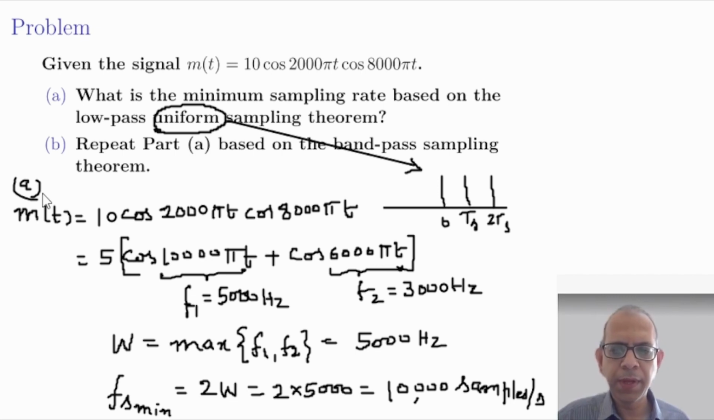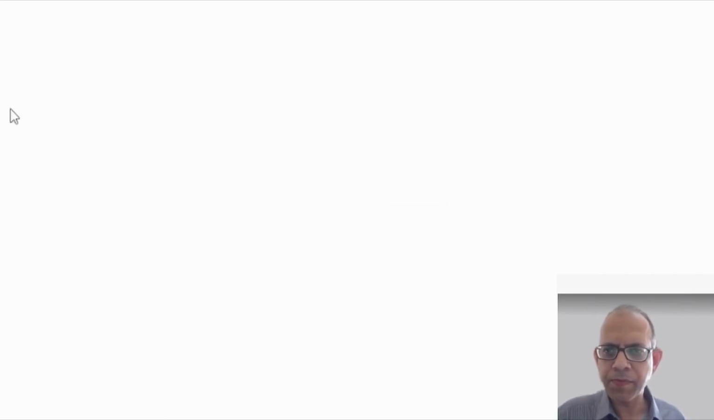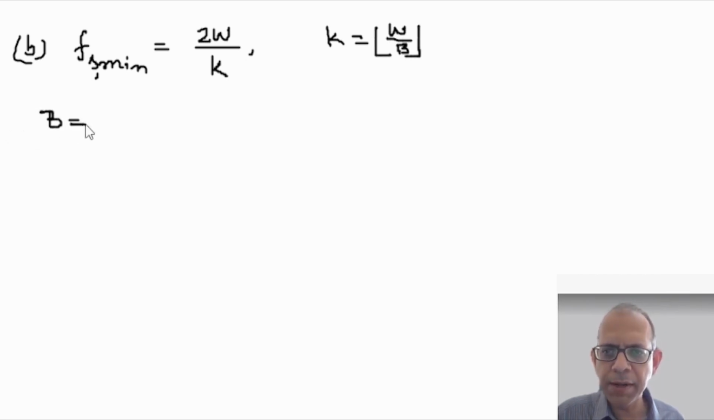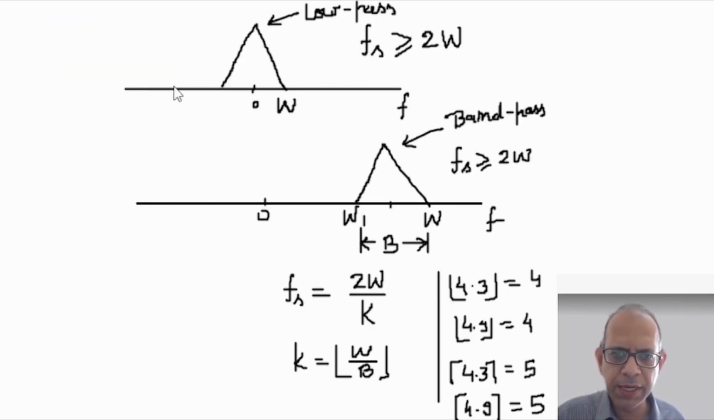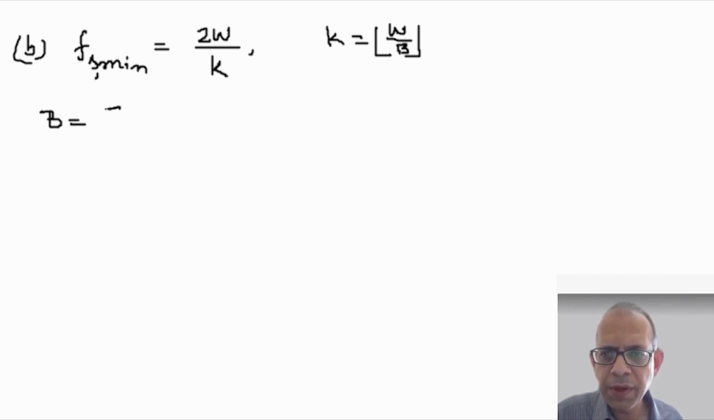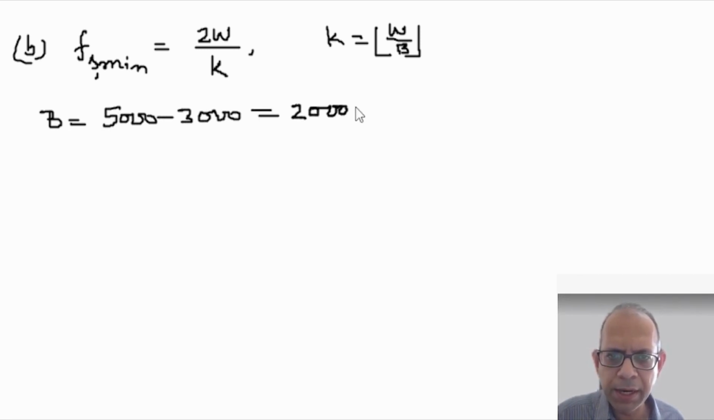For part B of the problem, the minimum sampling rate Fs min as per the bandpass sampling theorem is equal to 2W by K, where K is the floor of W by B. So what is the bandwidth of the signal here? As per our notation, the maximum frequency is W and the minimum is W1. For this problem, the maximum frequency is 5000 and the minimum is 3000. So 5000 minus 3000 equal to 2000 hertz is the bandwidth.